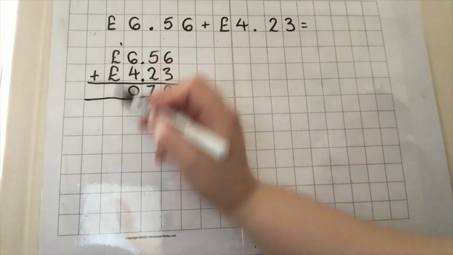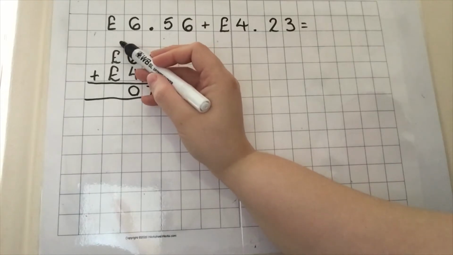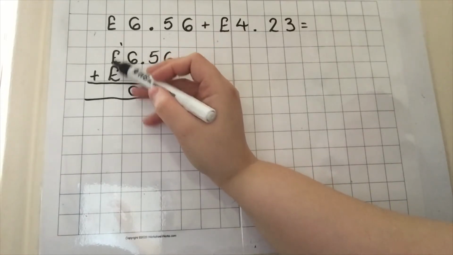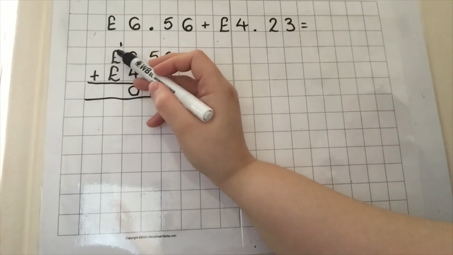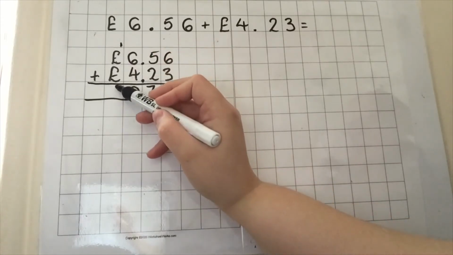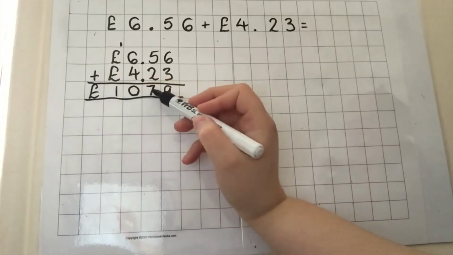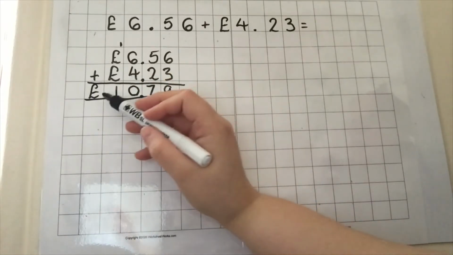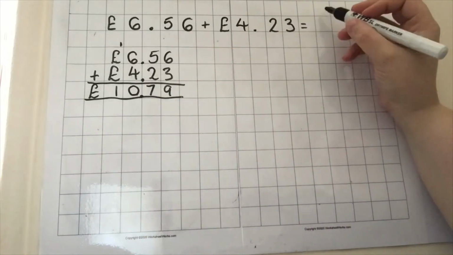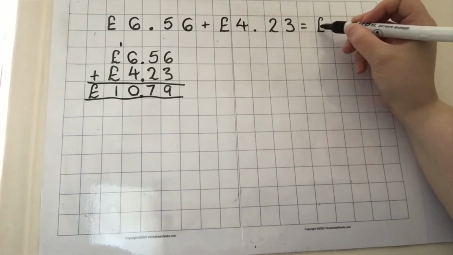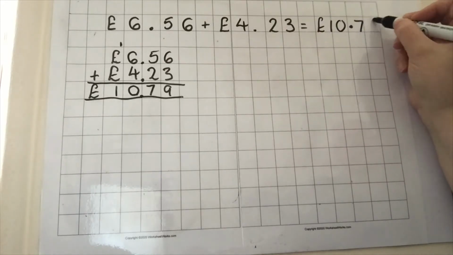Now some of you write it at the top, some of you write it at the bottom. That's fine. There's nothing here because these are just symbols, so there's nothing here to add it to. So we bring that 1 straight down and then we put our pound sign at the end. And we make sure that that dot stays in line. So the answer to the question is £10.79.